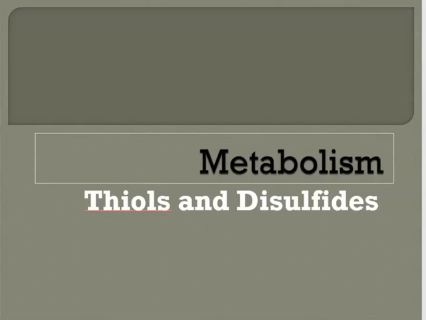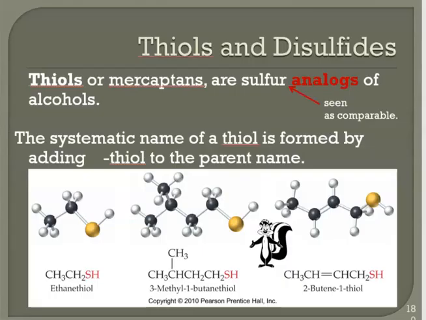This should be a relatively short video, just a few slides left, but I didn't want to get them too long. Here we go, the metabolism for thiols and disulfides, so sulfur-containing compounds. They're really going to be analogs of alcohols, so very comparable to alcohols. So ethane thiol, you see here, is a sulfur with hydrogen.